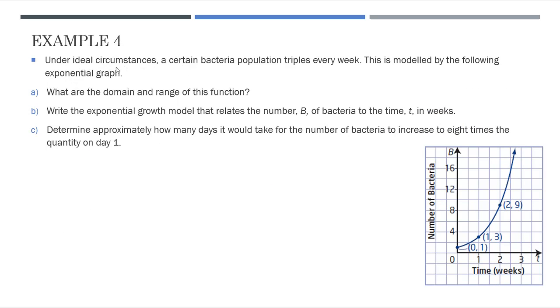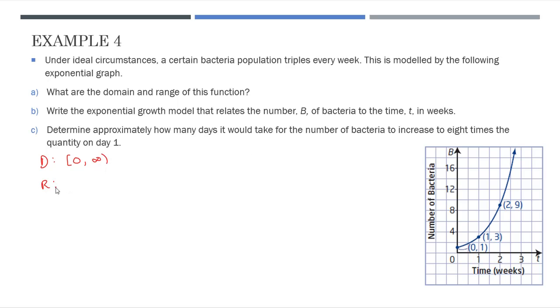All right, our final question for 7.1. Under ideal circumstances, a certain bacteria population triples every week. This is modeled by the following exponential graph. So what are the domain and range of this function? So looking at our bacteria, it looks like we start at 1 and it keeps on growing. So therefore our domain, for our weeks, looks like we can have 0 weeks. So we're going to include that. And we don't know where this stops. This could go on forever, so that means it's going to go to infinity.